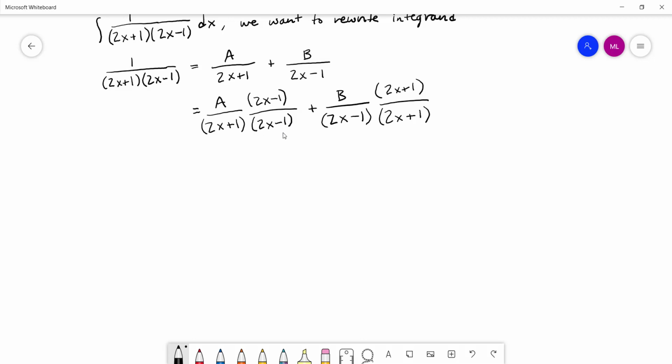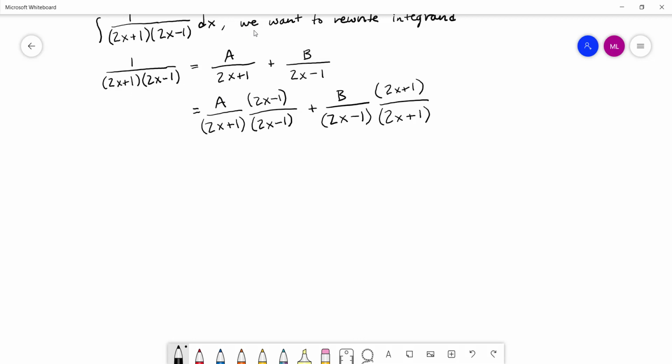We can FOIL out the bottom if we want to, but there's absolutely no reason to. I know clearly that these denominators match this denominator over here. So far we're good. I've got this denominator, and the denominators are the exact same thing on the right-hand side as well. So for this big expression that we've got here to be equivalent to this expression over here, the denominators are already the same. I just need the numerators to match up.